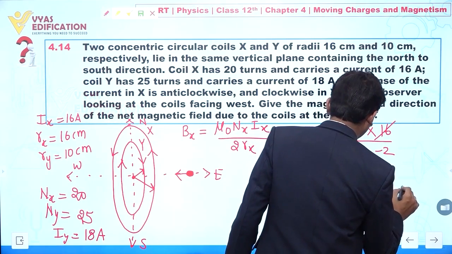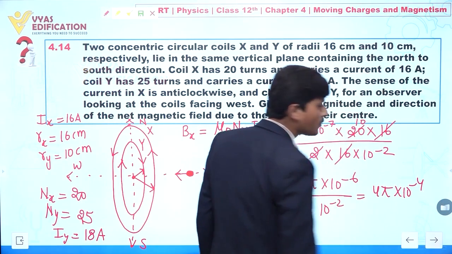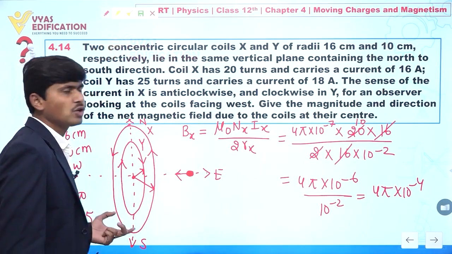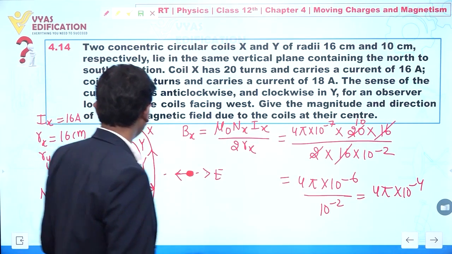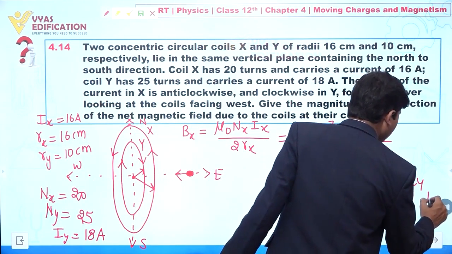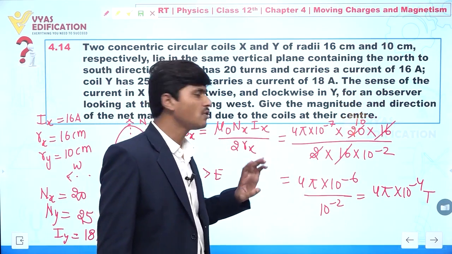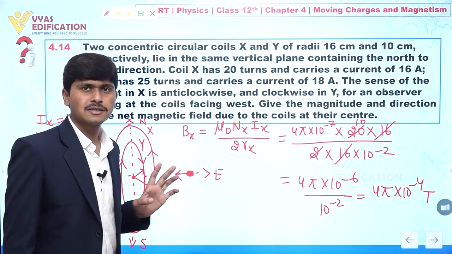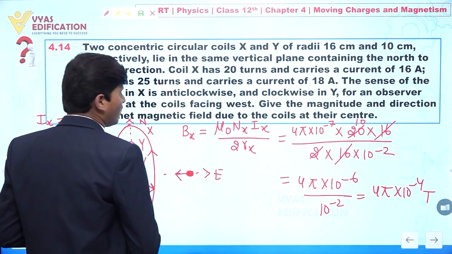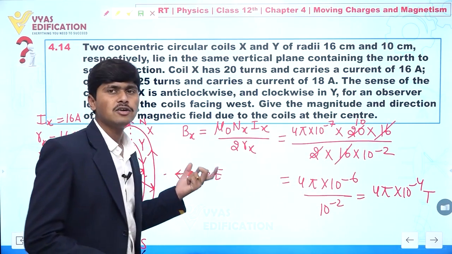So 4 pi into 10 to the power minus 4. Clear? We can say this value is in Tesla. So 4 pi into 10 to the power minus 4 Tesla, we have the value for Bx. Clear everyone? So now we can also find the value of By.